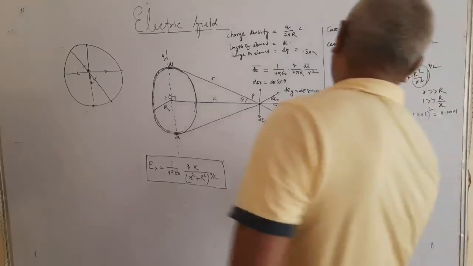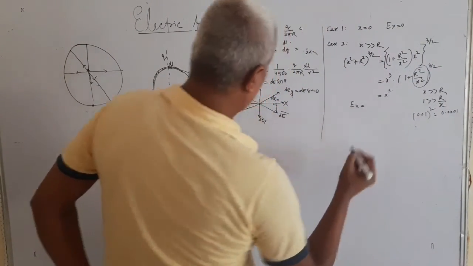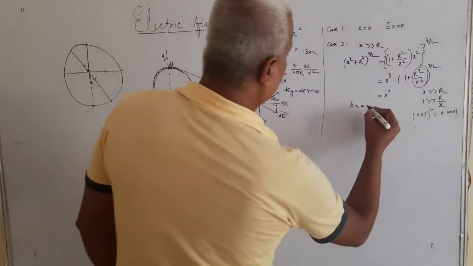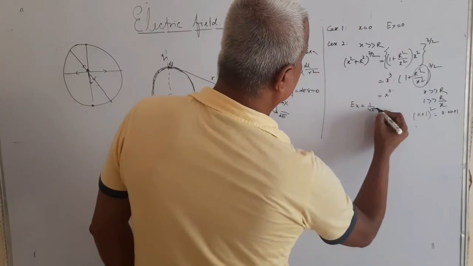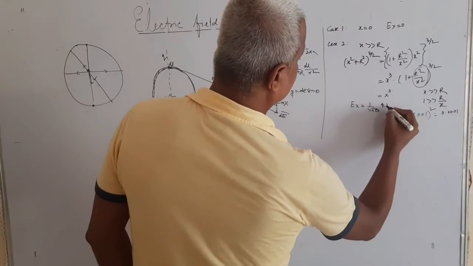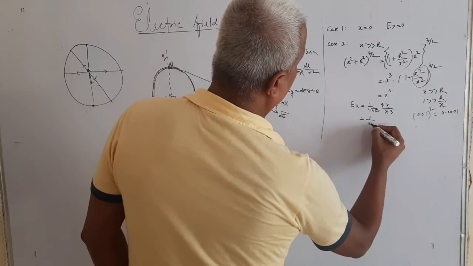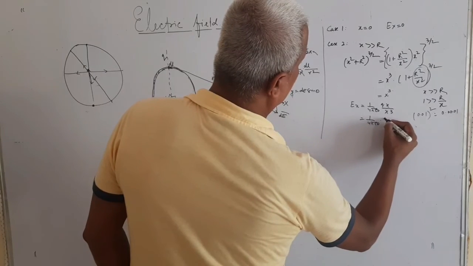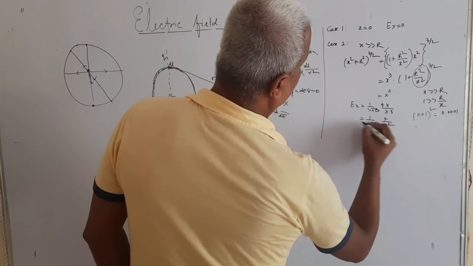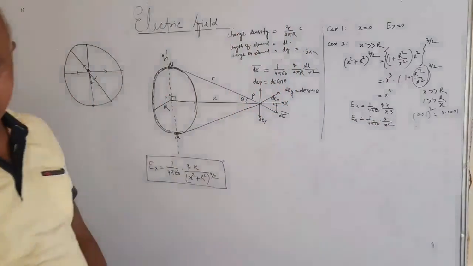So your expression will become Ex will become 1 by 4 pi epsilon naught Qx upon x cube, that is 1 by 4 pi epsilon naught q upon x square. This is Ex. Now case number 3.